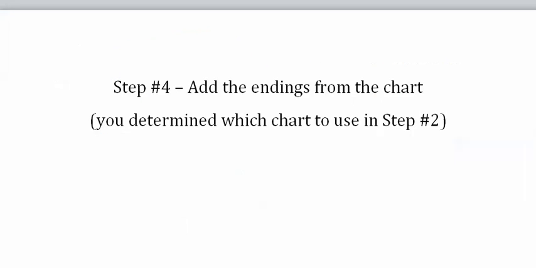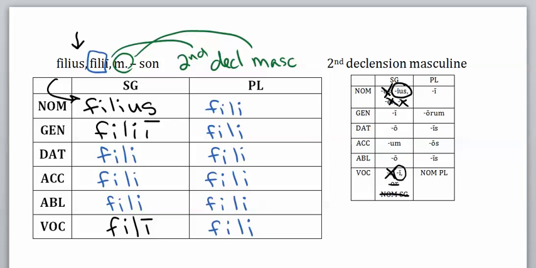Ready for step 4. My final step is to add the endings from the chart I picked in step number 2 onto all the stems that are left hanging on my chart. I'm going to come in red and add my endings in. O, O. Didn't have to do anything in the vocative, that's all done. Filio, filium, filii, filio, filios, filiis, filii. Notice that the short I at the end of the stem doesn't have any effect on the endings that start with long I. They just go back to back. They're each their own syllable.